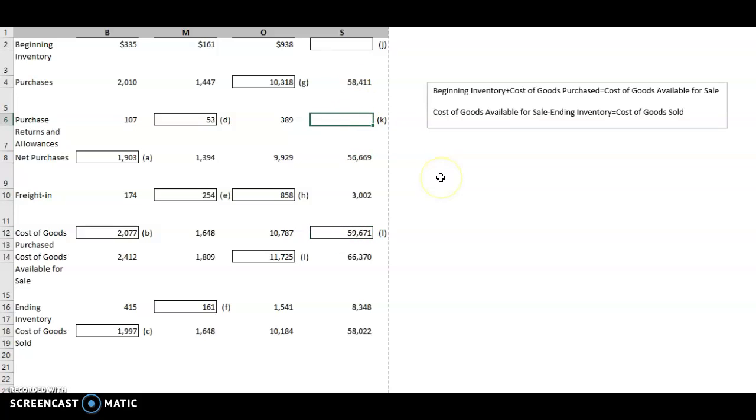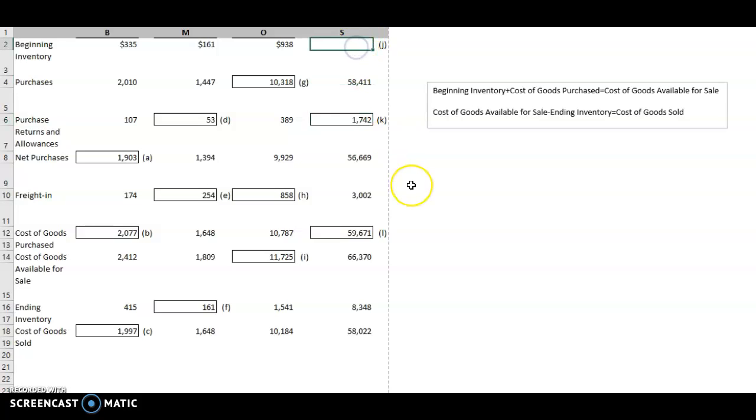Moving on to the purchase returns and allowances, we're just going to subtract our net purchases of $56,669 from our purchases, which are $58,411, and that gives us a total of $1,742.